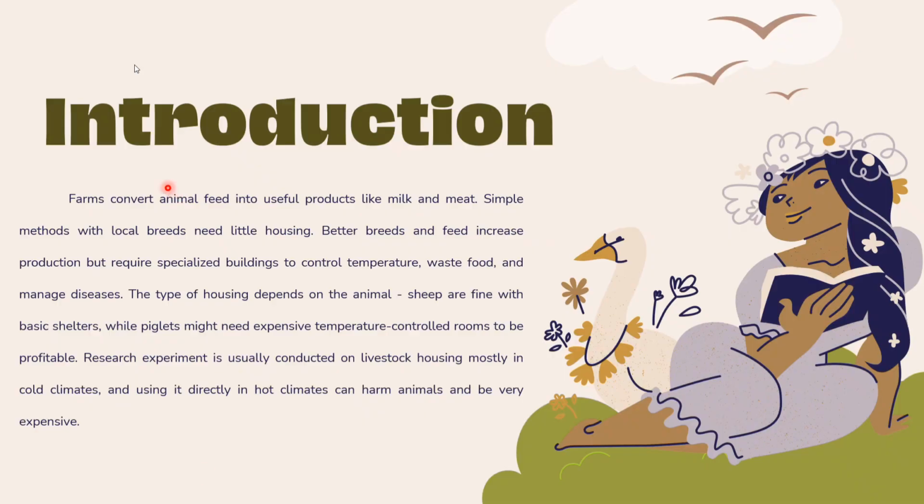Introduction. Livestock housing converts animal feed into useful products like milk and meat. Simple methods with local breeds need little housing. Better breeds and feed increase production but require specialized buildings to control temperature, waste, and manage diseases. The type of housing depends on the animal. Sheep are fine with basic shelters, while piglets might need expensive temperature-controlled rooms to be profitable.